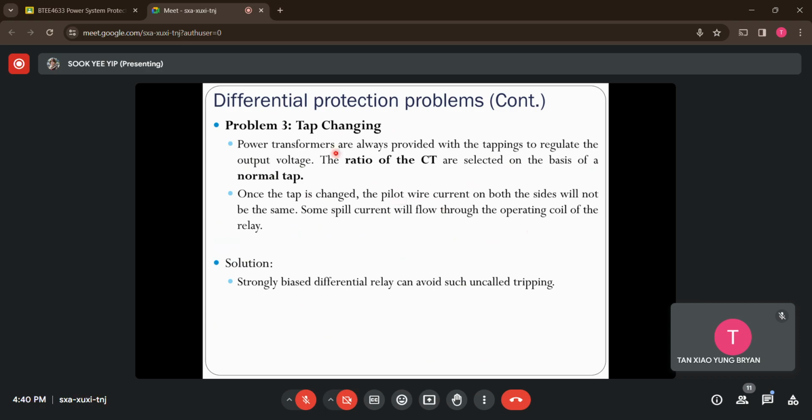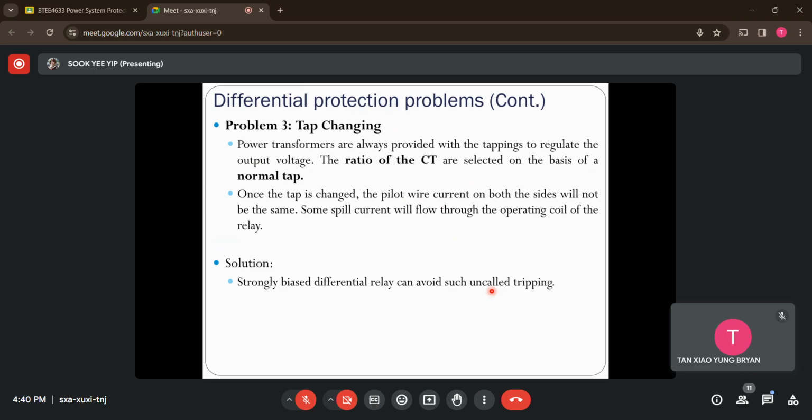So now you just change the voltage value of the transformer, and it causes this differential relay to operate under normal situations. Of course, this is not desired. This is a maloperation. So what we can do to solve the problem here is also to use the biased differential relay, strongly biased, which means that the bias percentage is much higher, so that we can avoid such uncalled tripping, which is undesired tripping.